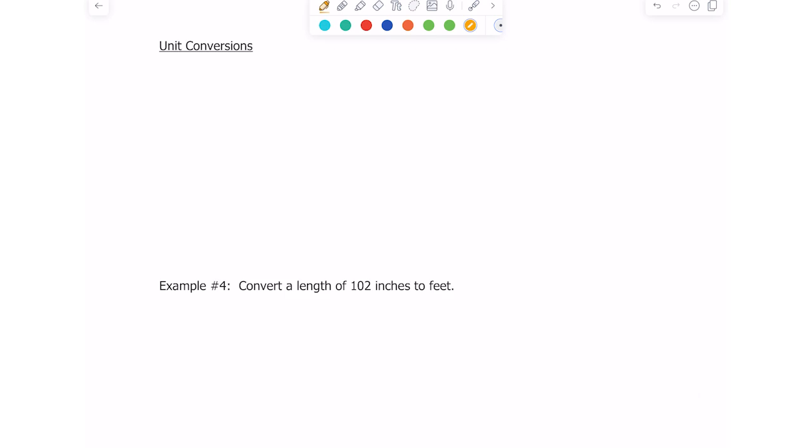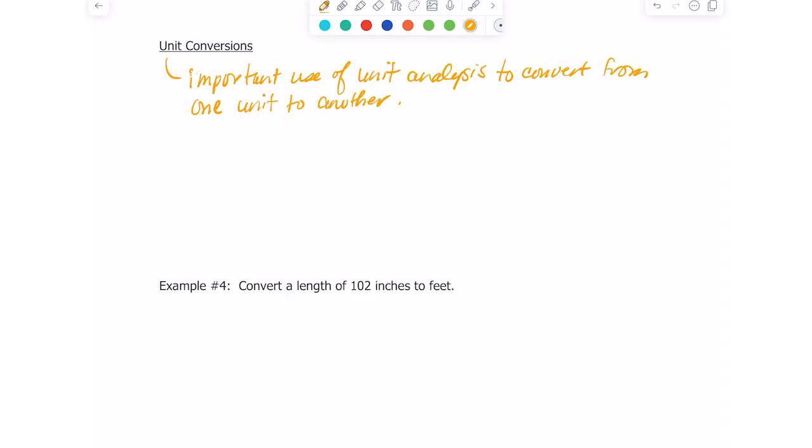Let's talk about unit conversions next. A unit conversion is an important use of unit analysis, and that's to convert from one unit to another. An example could be, maybe I want to convert from kilometers to miles. Or maybe I'm baking something and I have to convert quarts to cups. We can use what we call conversion factors to do this.